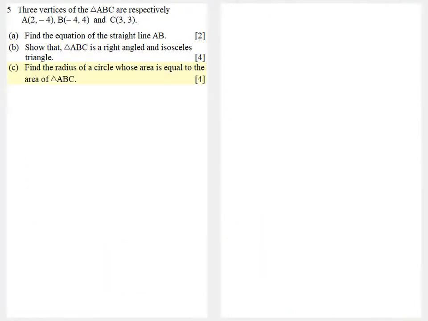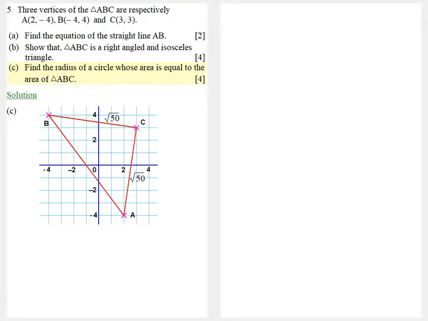Now for part C, we want to find the radius of a circle whose area is equal to the area of the triangle ABC. Now we know that the triangle has got a right angle at angle C, and so we can take BC as the height and AC as the base. So the area of the triangle is a half the base times the height, so that's equal to a half times root 50 times root 50, which is equal to a half times 50, or 25.